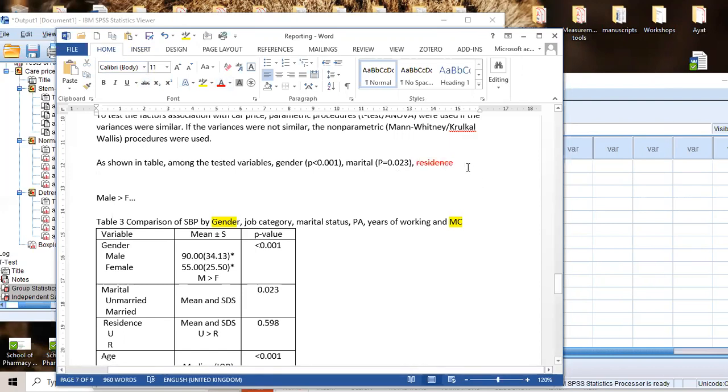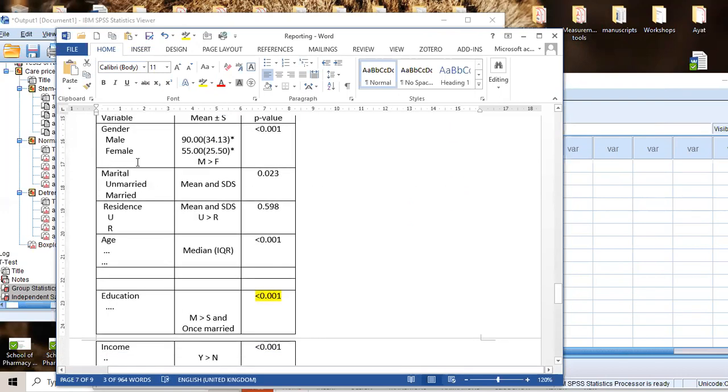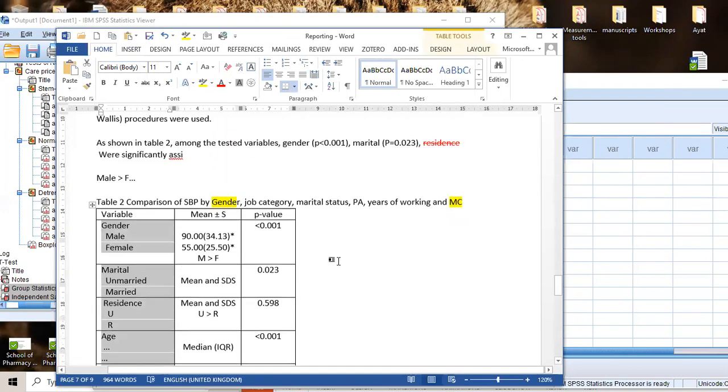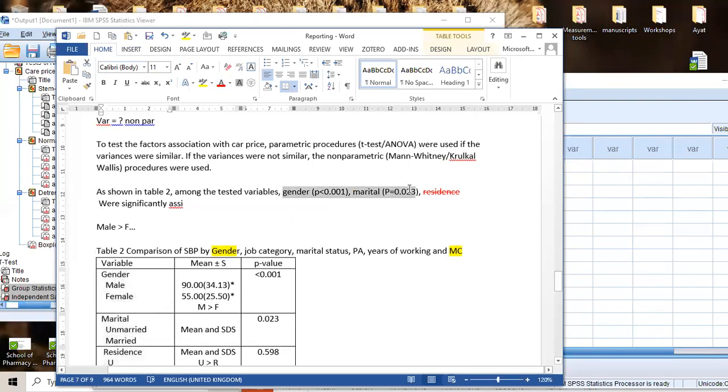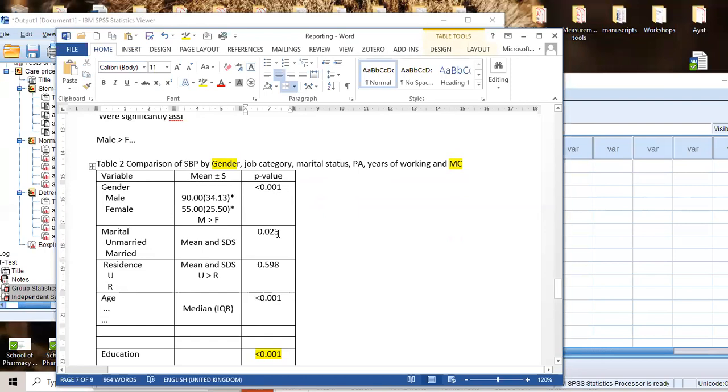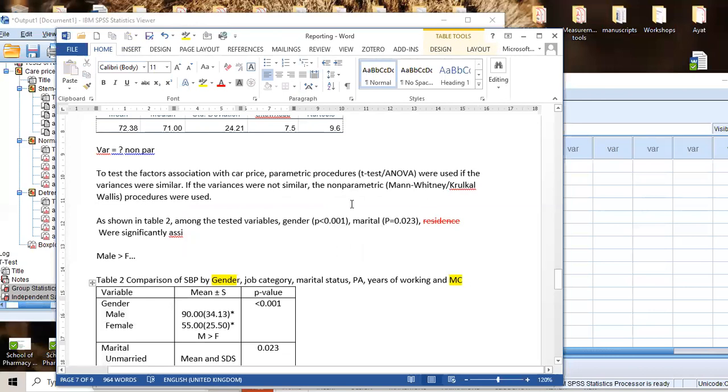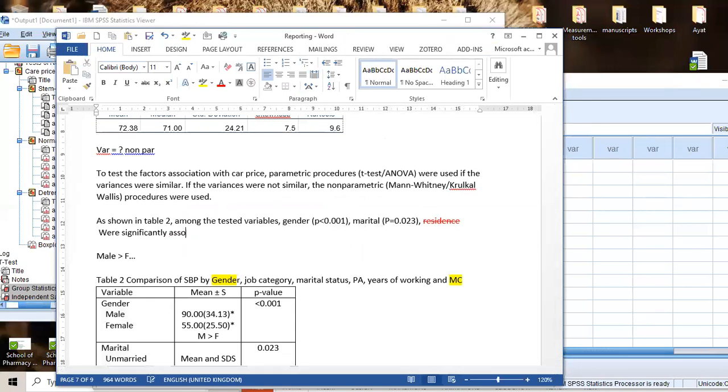Tested variables were significantly associated. You don't explain much, because I'm referring to the table. Refer to the table here, table two. So based on table two, I'm telling among the tested variables, which variables? All these variables were significant. Which one? The p-value less than 0.05. So this is not. Are you okay? Yes. Significantly associated with car price.